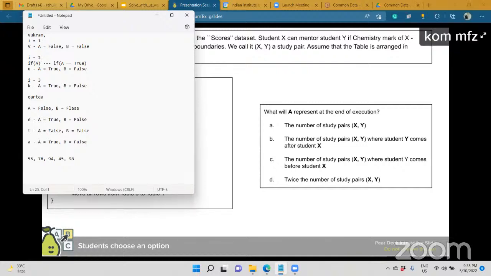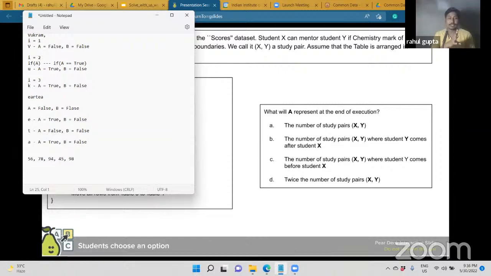No, it's not minus. 56 minus 45 is 11, right? It's greater than 10. Yes, sir. Greater than 10, so A will be incremented.